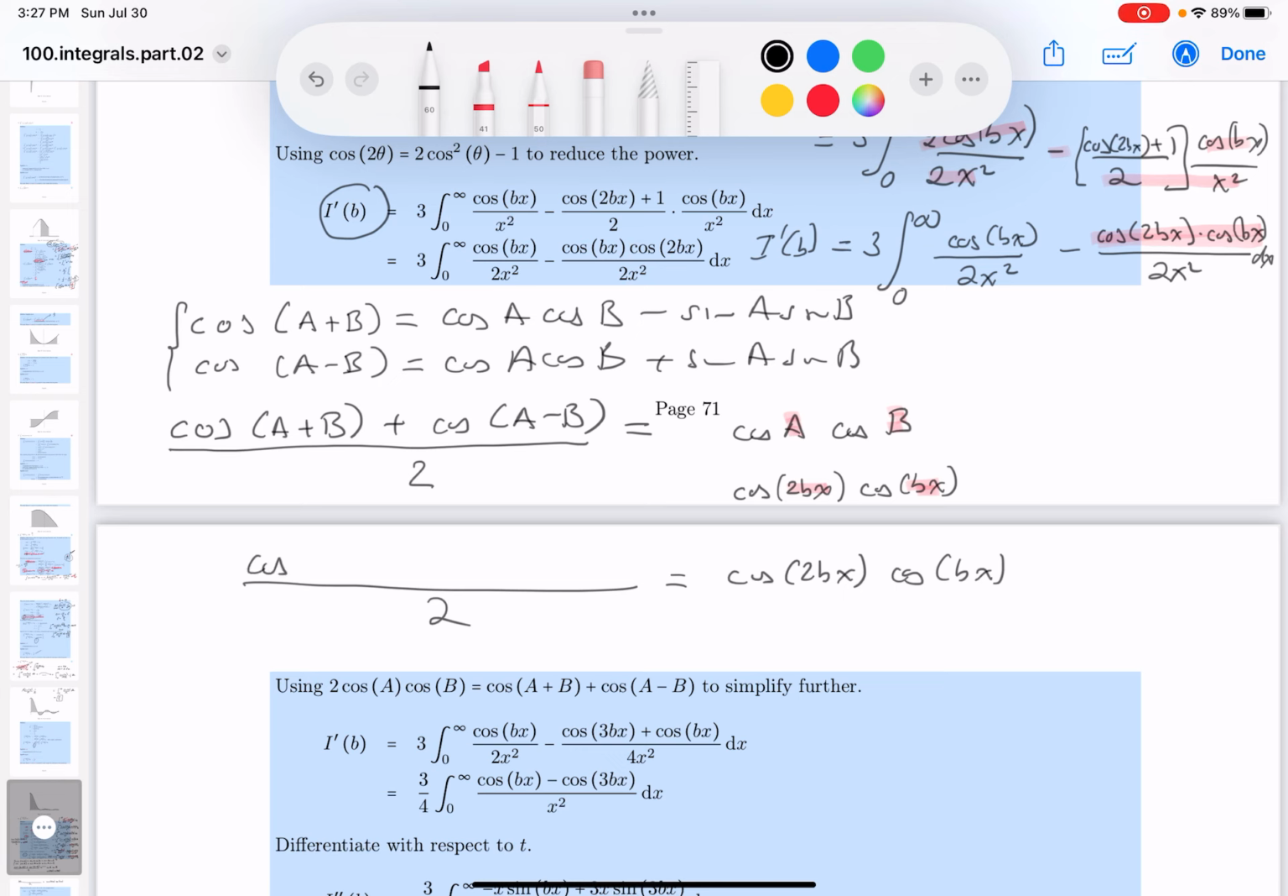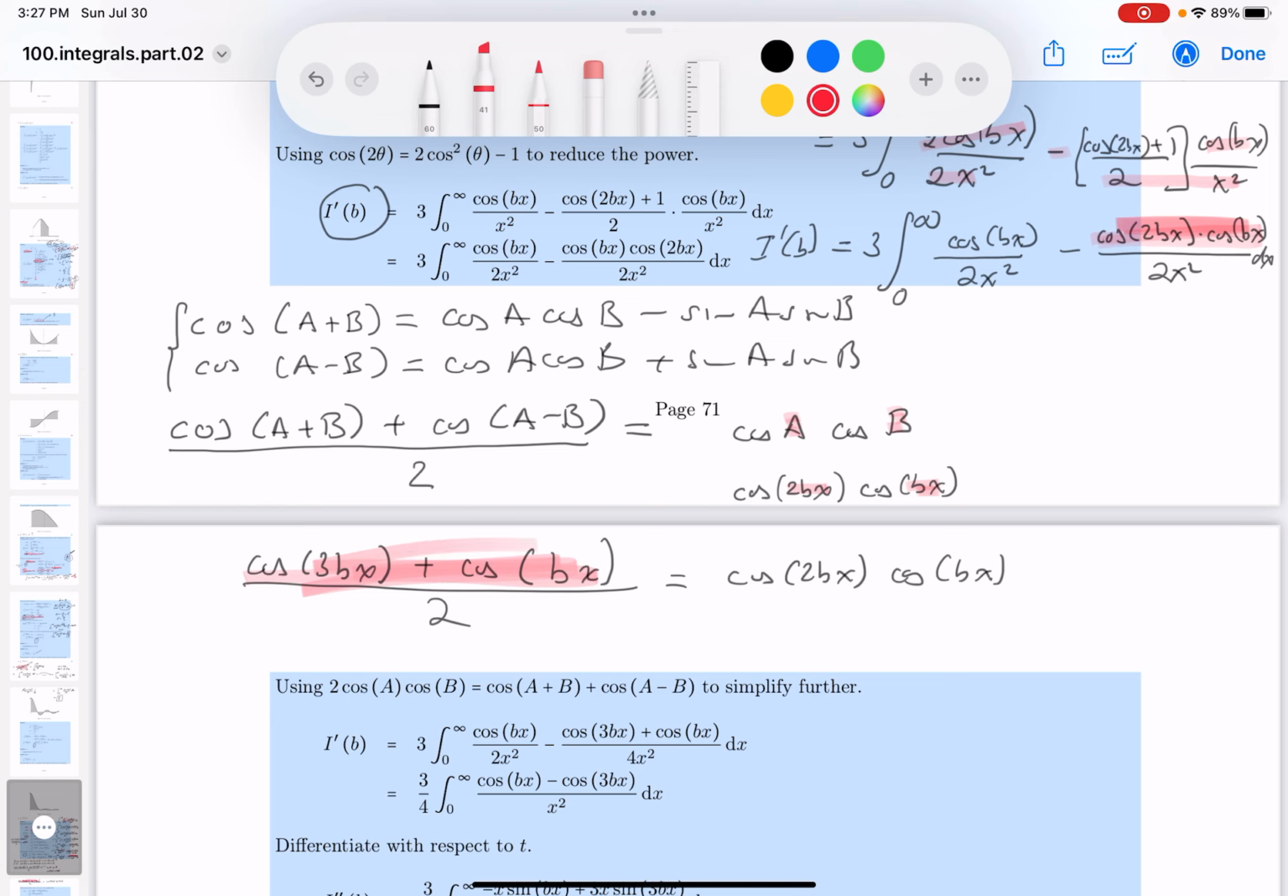Then you get cosine, well, it's a plus b, that's the big A plus big B, is going to be 3bx, plus the cosine of a minus b. Well, that's going to be 2bx minus bx, which is just going to be bx. All right? So I'm going to pop that in and see if it makes it any better. And this was known as a product to sum formula. This over here is a product. This over here is my sum.